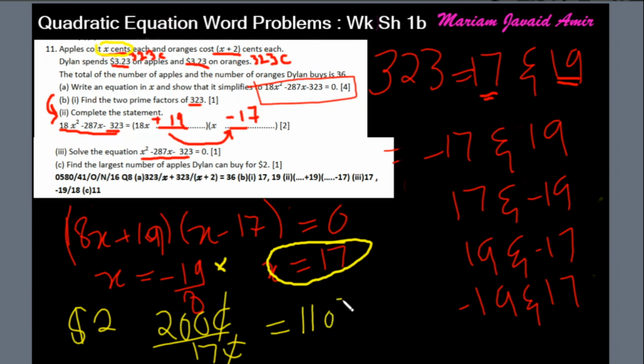11.764. So he can buy 11 whole apples. Make sure you don't end up rounding off to 12, because he can't buy 12 apples. He does not have enough money. He can buy 11.76 apples, which means he can buy 11 whole apples from the given amount of money.